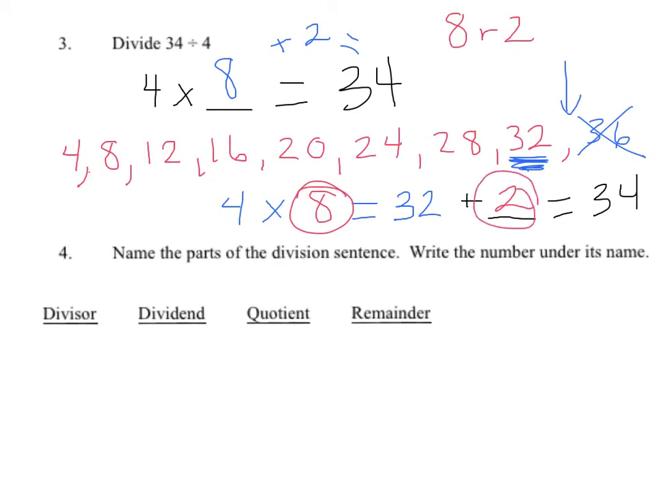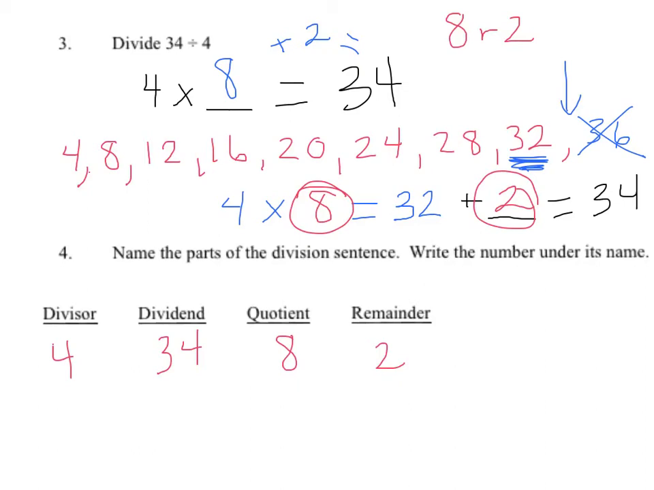So let's now go work on number 4. What is our divisor? Remember, the divisor is the number you divided by. That would be 4. Great. What was the dividend? That's the number that got divided. 34. Awesome. The quotient, the answer. How many were in each group? 8. The remainder. How many did not go into each group? These are the ones we had to add. 2. Good job.